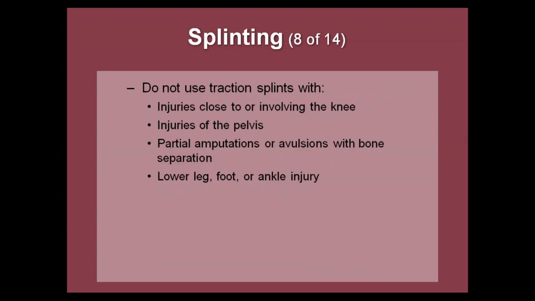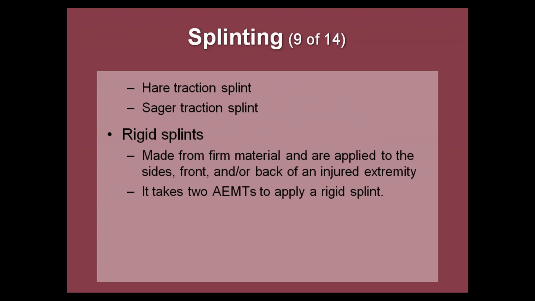Do not use traction splints with injuries that are close to or involve the knee. So that's a contraindication. Also injuries to the pelvis, partial amputations or avulsions with bone separation, or lower leg, foot, or ankle injuries. So those are your contraindications for the traction splint. There's the Hare traction splint, the Sager traction splint, and the Kendrick. So those are the three big ones that are out there.